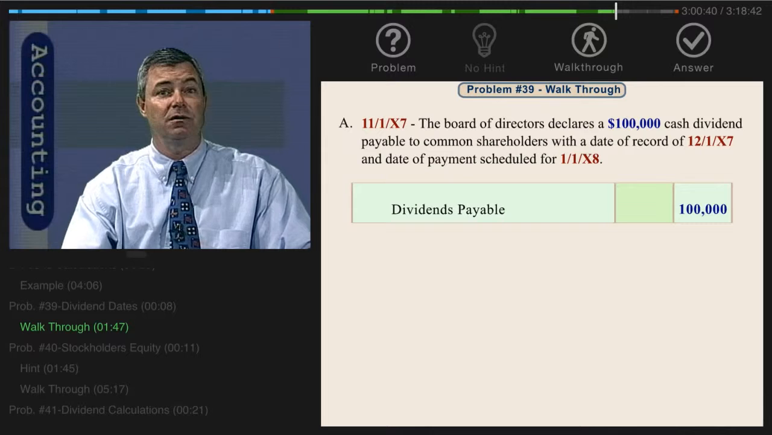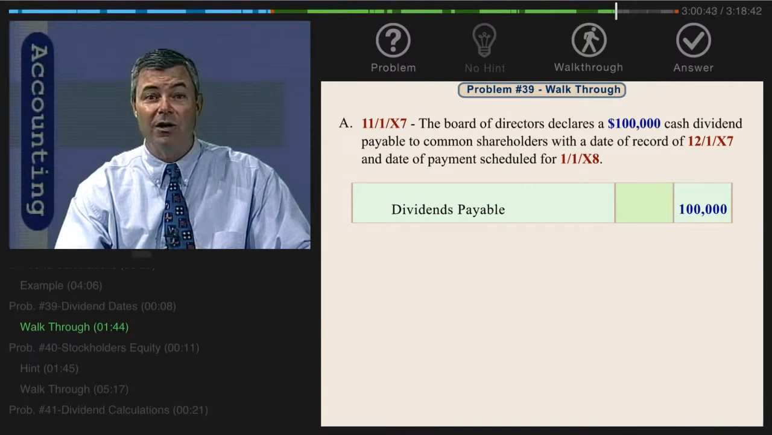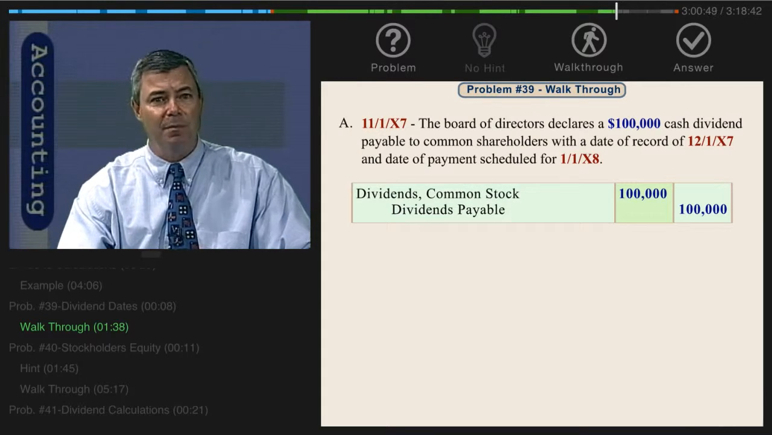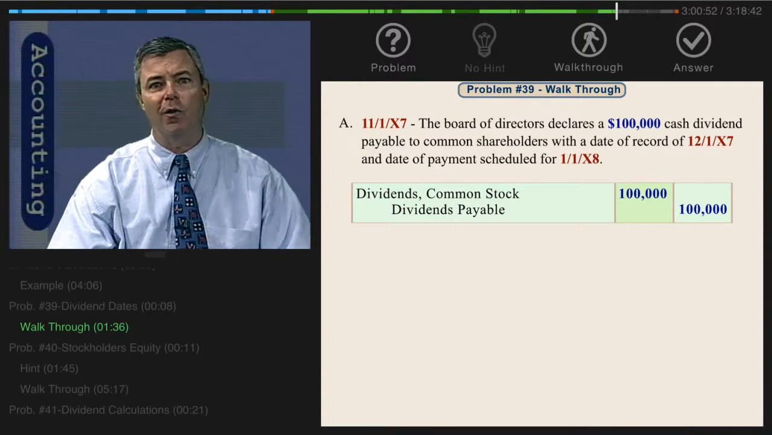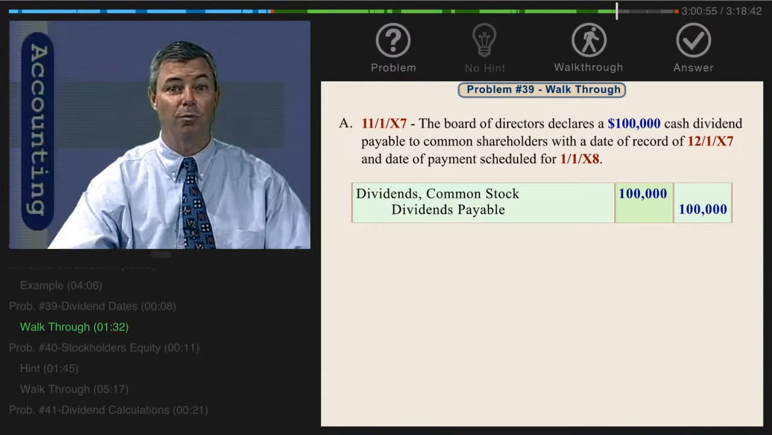On the date of declaration, we'll credit dividends payable because there now is a legal obligation to fulfill the Board of Directors' authorization and vote. The debit is to dividends. Call it dividends common stock, although it isn't necessary to distinguish it as common stock if there is no preferred.